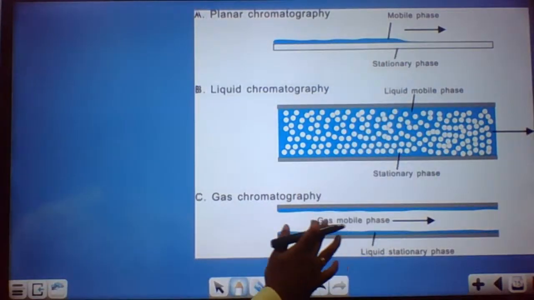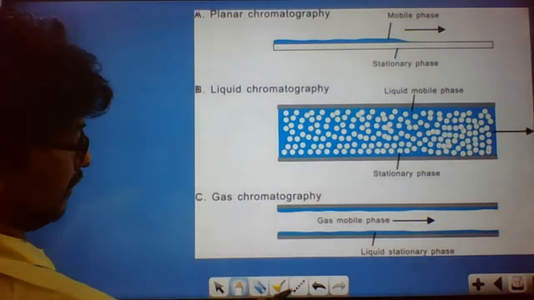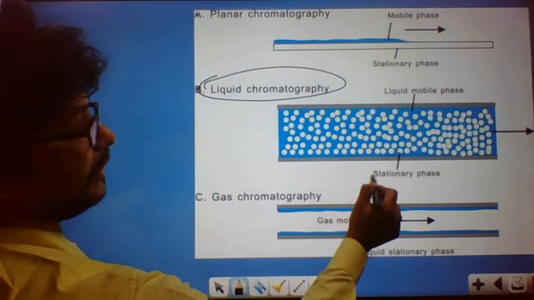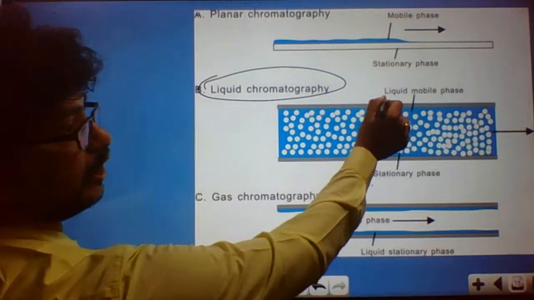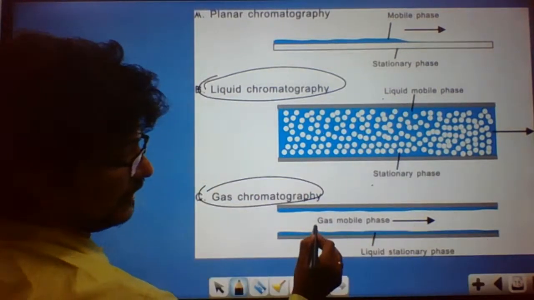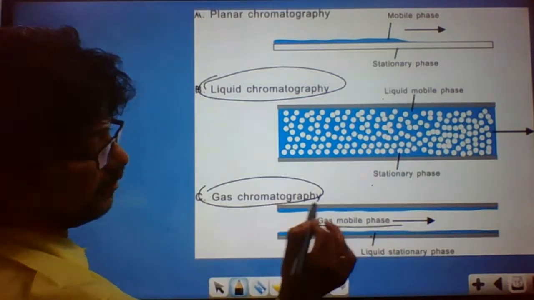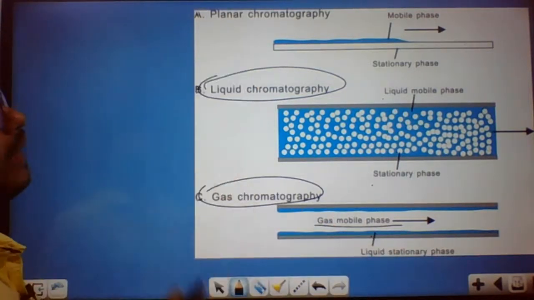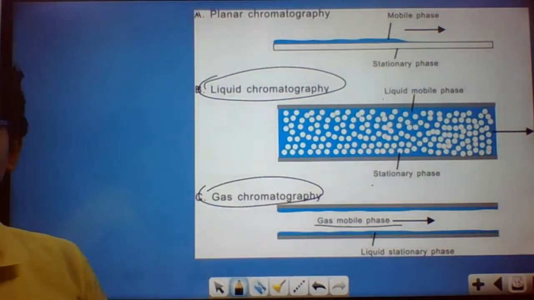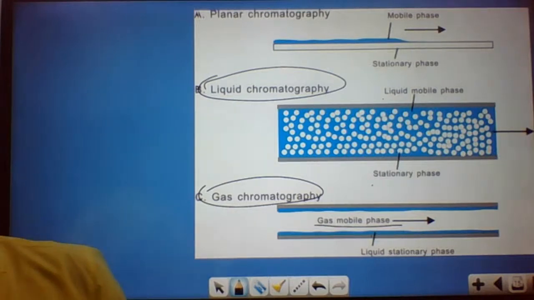This is a diagrammatic representation. We have liquid chromatography; this image represents it. One will be the stationary phase, the other the liquid mobile phase. In gas chromatography, you could see the gas mobile phase, and the other will be the liquid stationary phase. In planar chromatography, one will be the mobile phase and another the stationary phase. These are additional information given for you on chromatography.